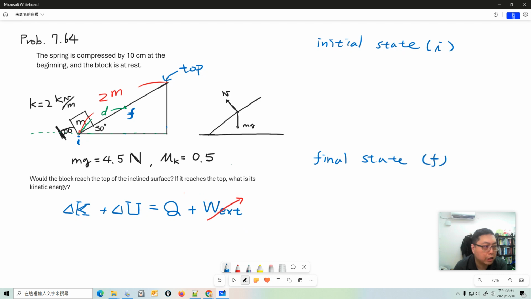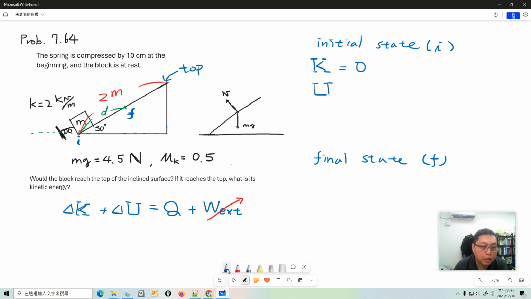So what's the initial state? What's the initial state kinetic energy? At the initial state at the bottom, the problem says the block is at rest, so there's no velocity. That means no kinetic energy.